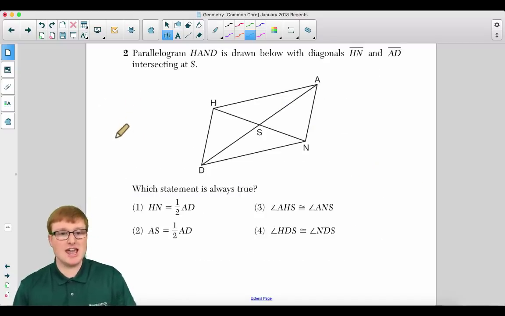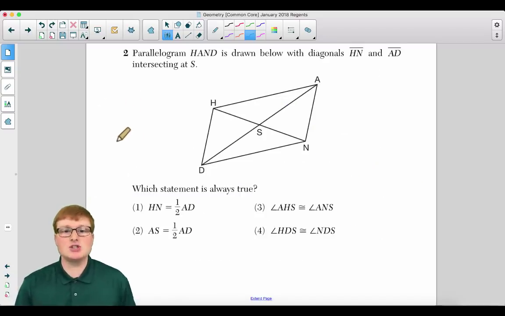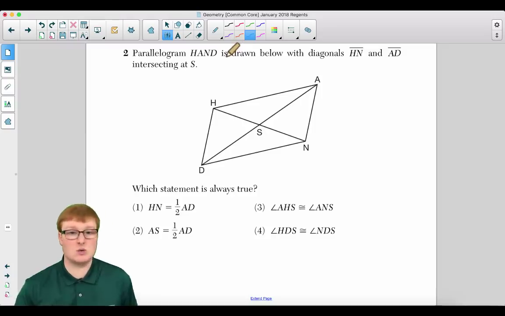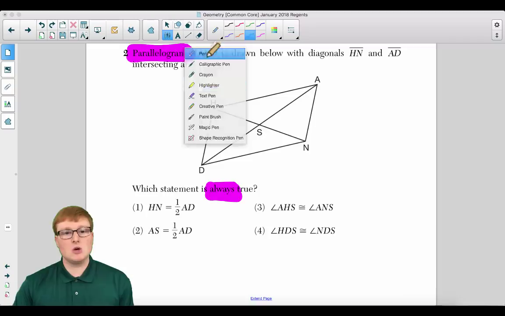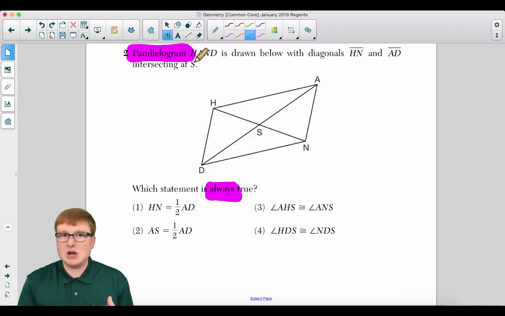Parallelogram HAND is drawn below with diagonals HN and AD intersecting at S. Which statement is always true? I like these questions. It's asking you for always true. Not sometimes. Always true. So we know that it's a parallelogram. That's important information. There are a couple things that you need to know about a parallelogram.